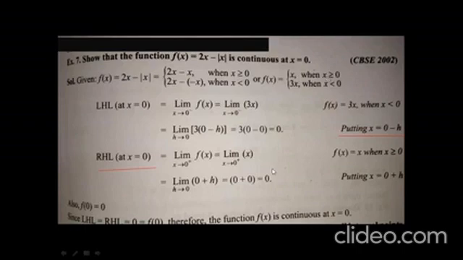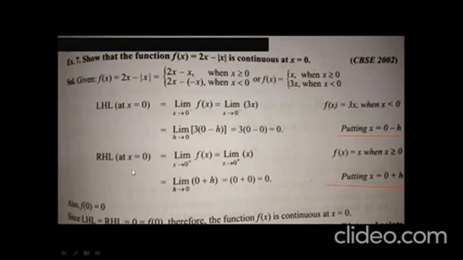So write the value of the function in the right hand limit, and we get limit x tends to 0 plus f(x). After writing it, we substitute x equal to 0 plus h, because it is given in the right hand limit. Right hand limit means it approaches 0 from the right side, so that's why we write 0 plus h. Substituting the value in the limit, we get the result 0 for the right hand limit.